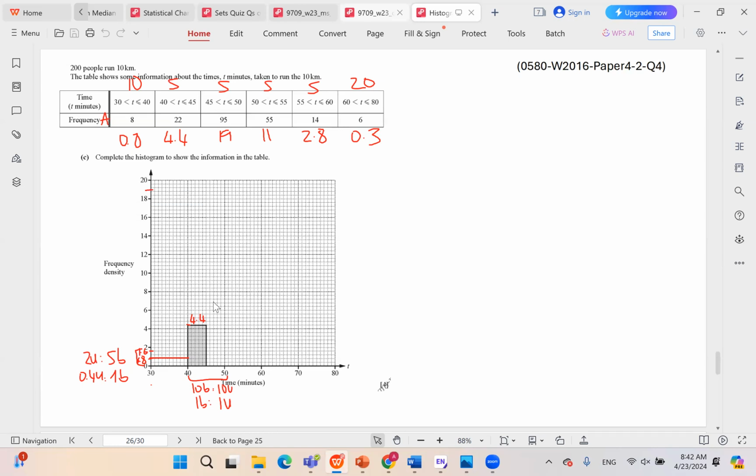And we go from 45 to 50. So at the 50, I'm just going to plot a point here. And at the 45 as well. And this is my new histogram or my new bar.